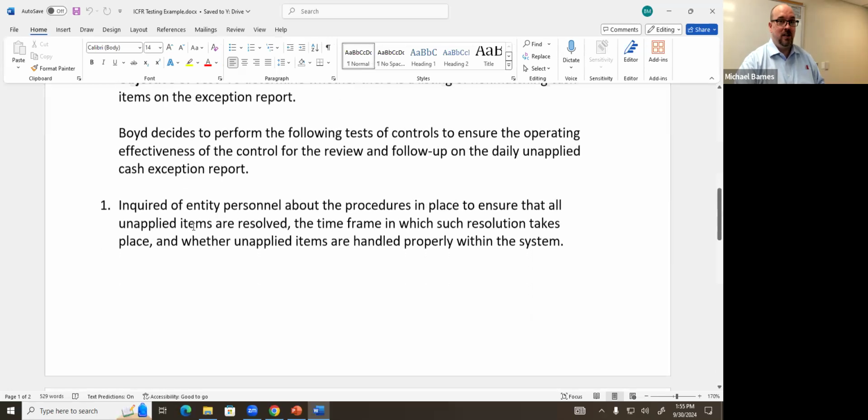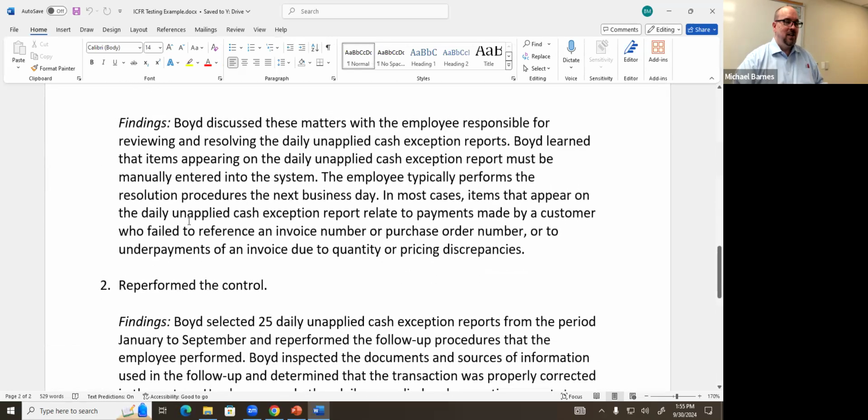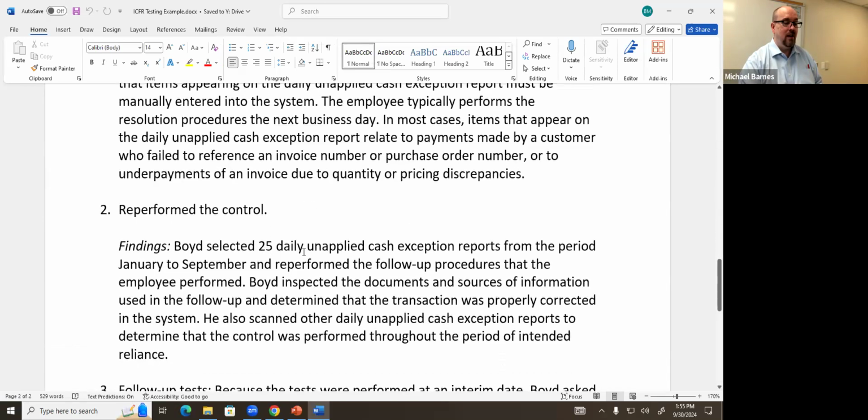That's why there's a second page to this guide, by the way, okay? So he discussed the matters, but he's actually going to perform some more stuff. He learns a little bit about the process and gives a little more detail. And he says, now that I know enough about this process, I can re-perform this control. So he selected a sample of 25 daily unapplied cash exceptions reports. And so he said, all right, I've got the exception reports. Here's what I would do if I was performing this control. And then he compared that to what was actually done. If there were any differences, that's an exception.